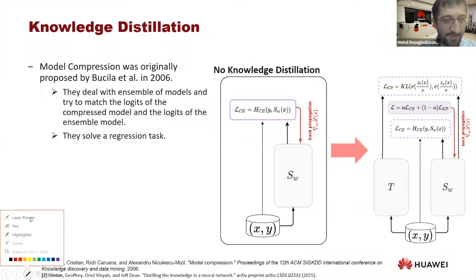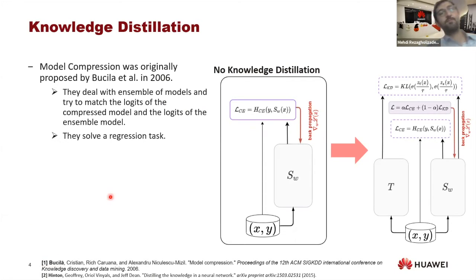And then I continue. Yeah, so the first form of knowledge distillation was solving regression tasks. It was supposed to go from an ensemble of models to a single model. So the format of compression was this way: we integrate the knowledge of an ensemble of models into one model.